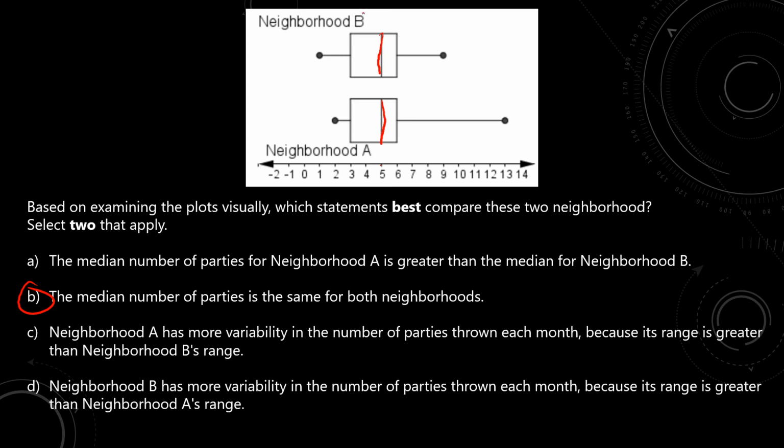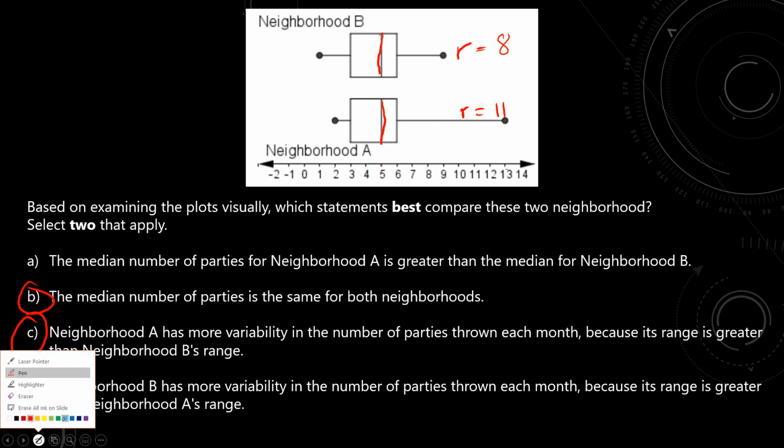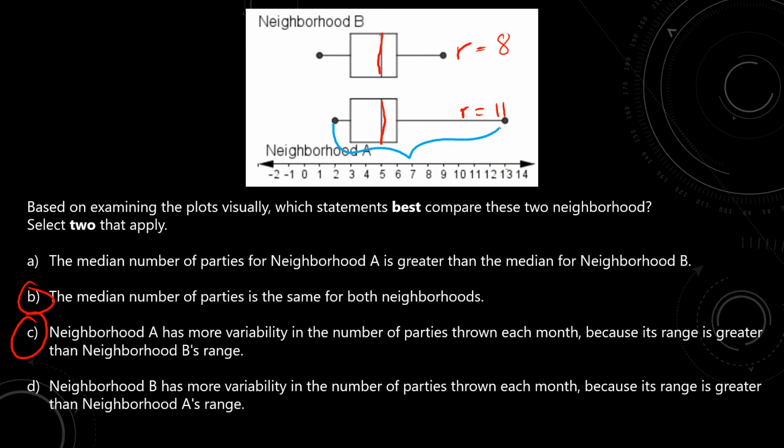So if I look at B here, I would be subtracting 1 from 9, so my range would be 8. And if I look at A, I would have 13 minus 2, which is 11. So neighborhood A is going to have more variability because if you look at the box plot itself, this is much longer than neighborhood B, which tells me that neighborhood A is going to have more variability.